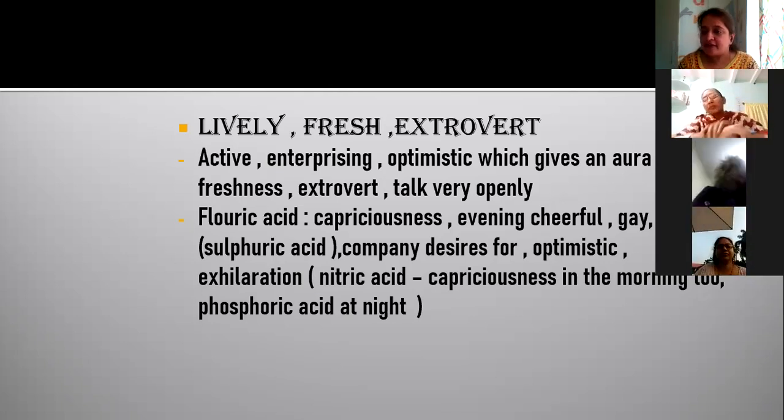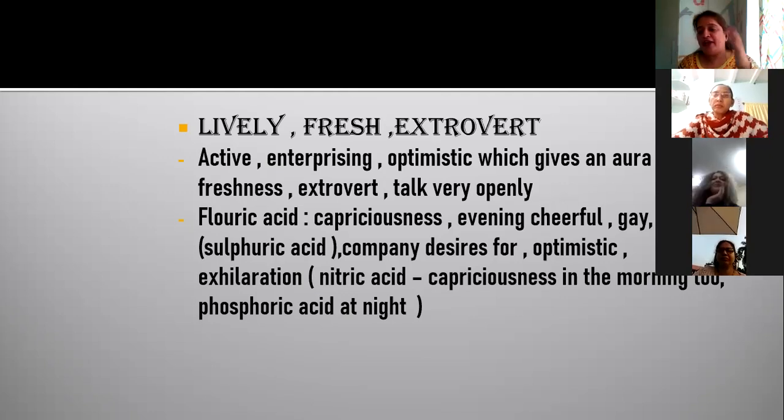And in fluoric acid there is a trait of detached attachment. They cannot be committed to a particular relationship, because they are volatile and they evaporate easily. So that trait is seen in their non-commitment in a relationship. They cannot stay committed. Desire for change is seen in fluoric acid. So I'm giving you a glimpse of the acid group of remedies.